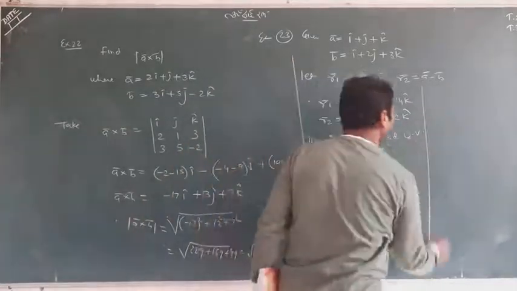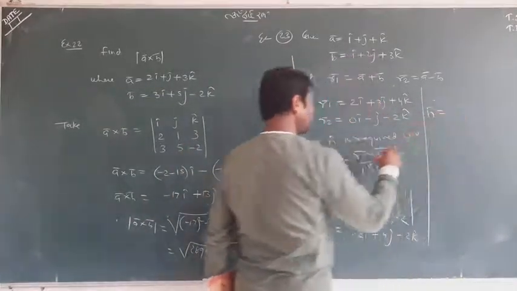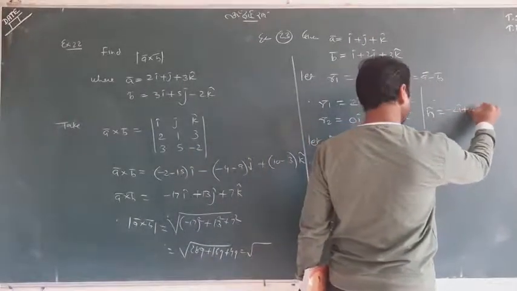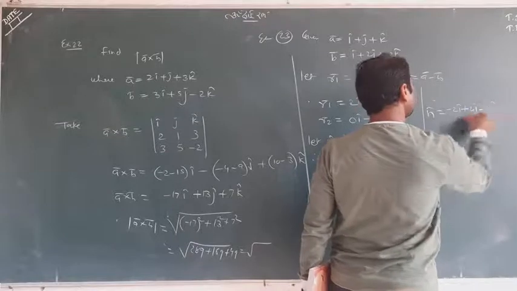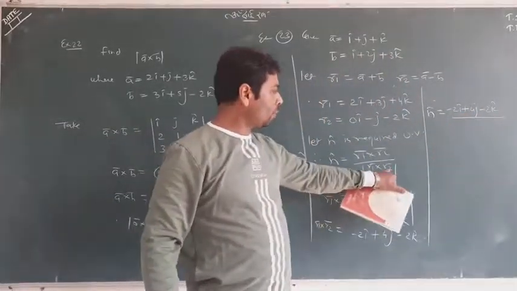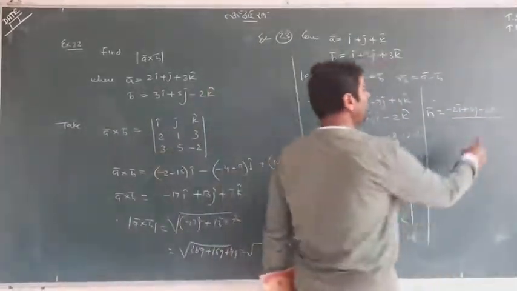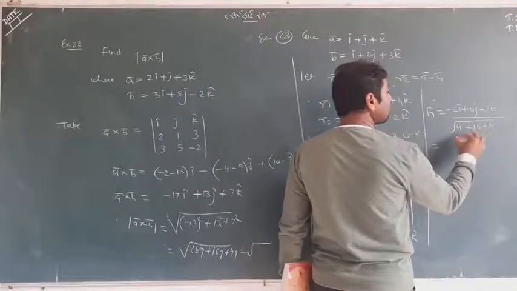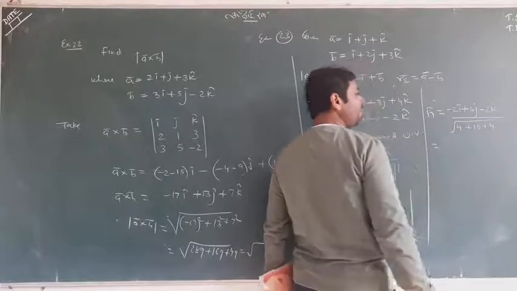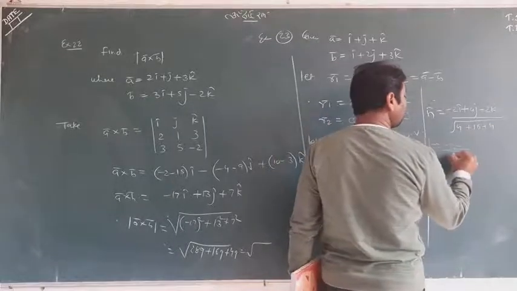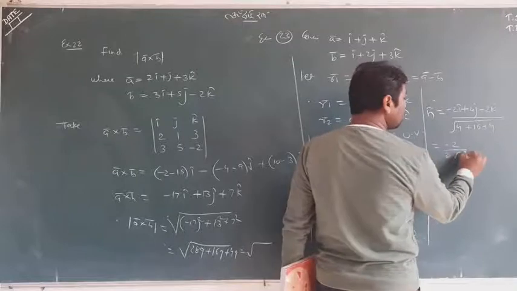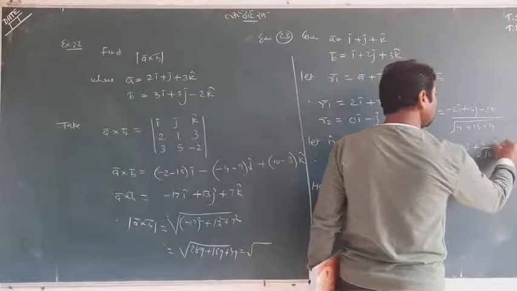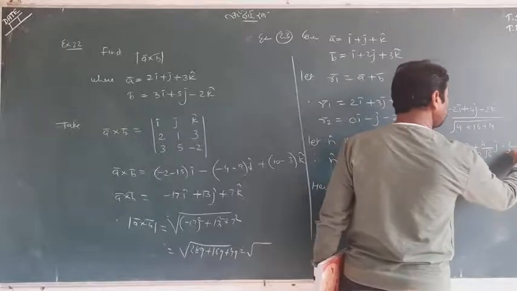Now we need n cap only. So we have R1 cross R2, which I got as minus 2i plus 4j minus 2k, upon mod of R1 cross R2. You know how we can take the mod. So the mod will be 4, 16 and 4, so the sum is 24. And root 24 can be written as 2 root 6. So minus 2i plus 4j minus 2k upon 2 root 6.